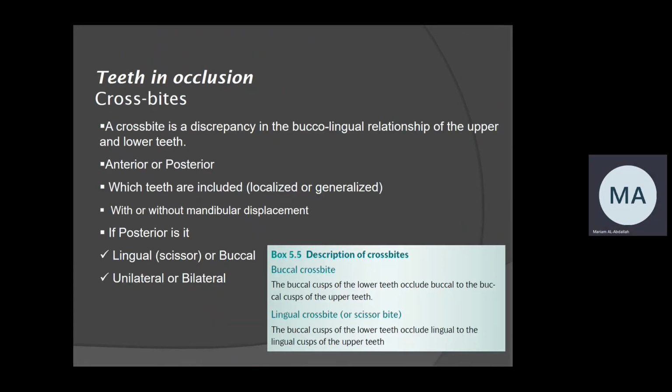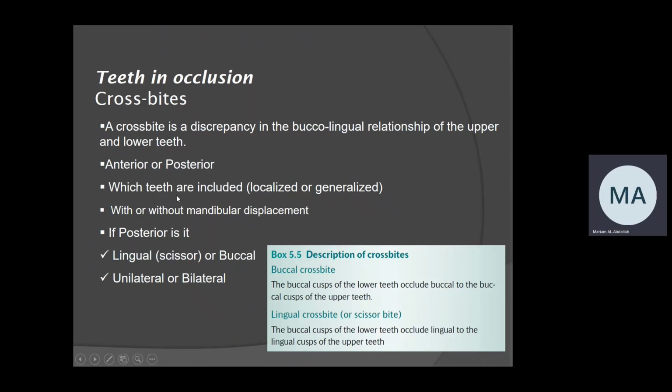Crossbite is to describe the discrepancy in the buccolingual relationship between the upper and the lower teeth. Buccolingual also applies to labiolingual or labiopalatal, okay? So this could apply to the anterior teeth or to the buccal segment, the same, or the posterior teeth, okay? So crossbite is the discrepancy in the buccolingual relationship between the upper and the lower teeth, and it should be classified into anterior crossbite or posterior, or maybe both.